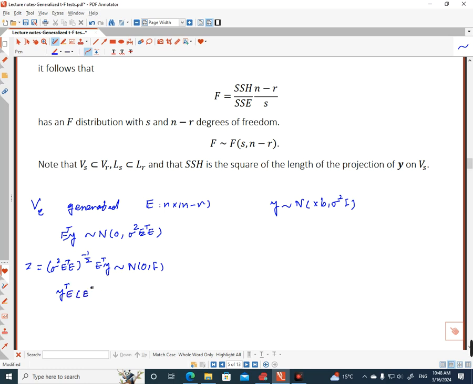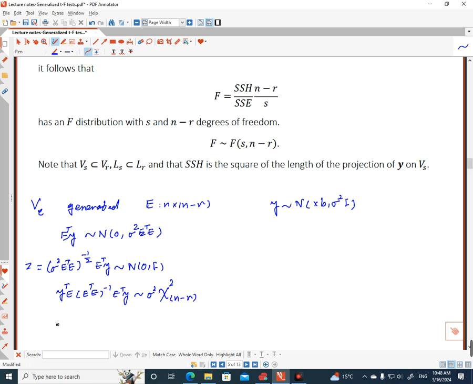But let's write it here and expand the elements. It is then A prime E inverse A prime y, and for a moment I have sigma square in the denominator because it is sigma square here, so I take it out. I can write it as sigma square times a chi-square distribution with n minus r degrees of freedom.